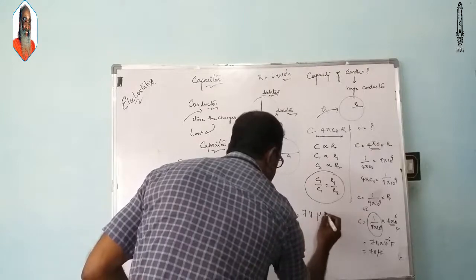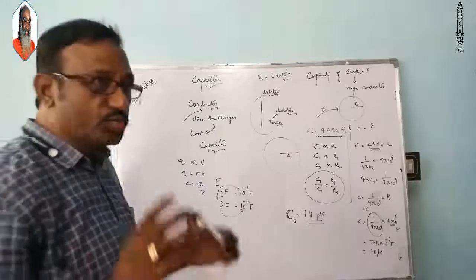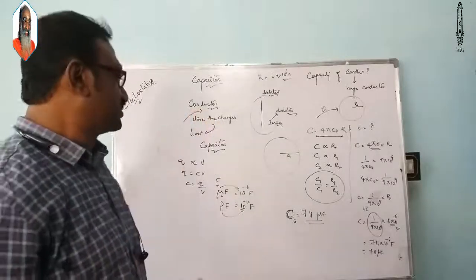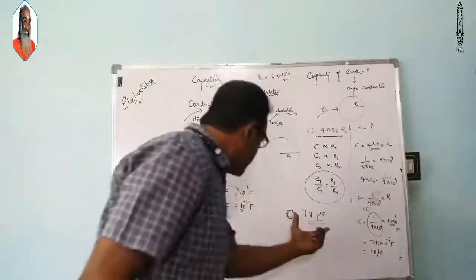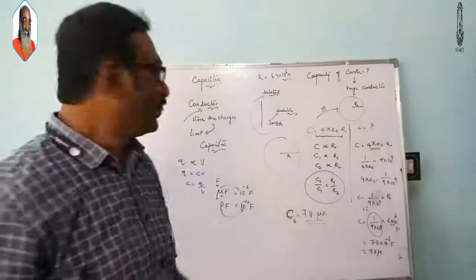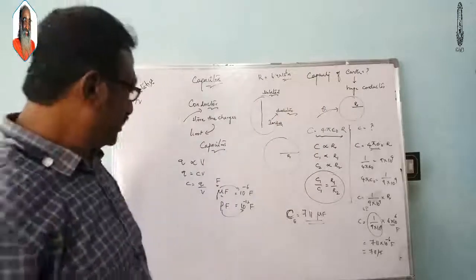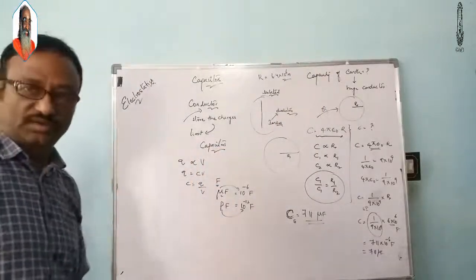The capacity of Earth is 711 microfarad. So from this you can understand, for such a huge body, Earth, having a bigger radius, in spite of the huge size, its capacity is still only 711 microfarads. Like this we can find out the capacity of the Earth. Now pause the video and take the screenshot.